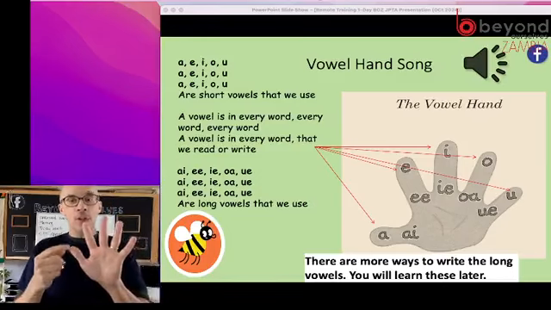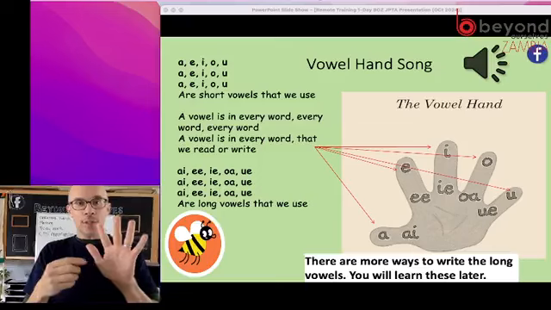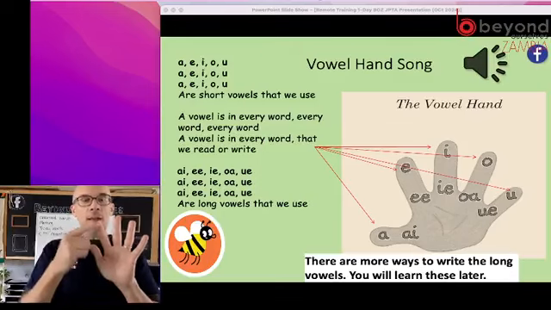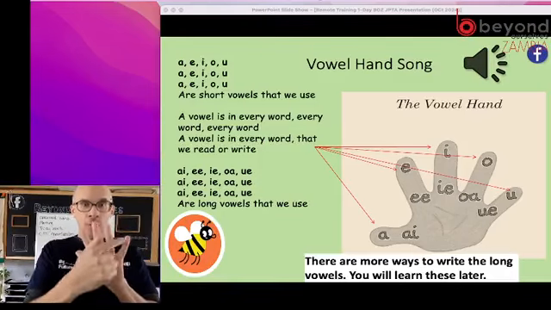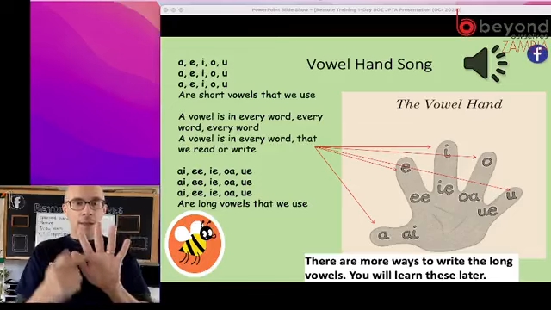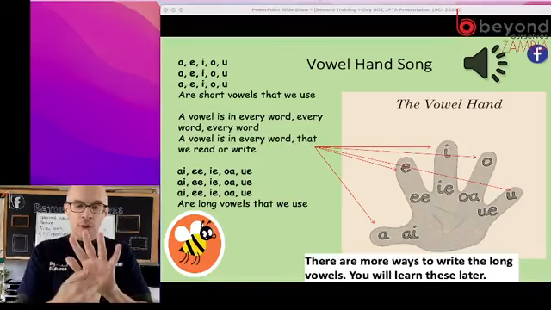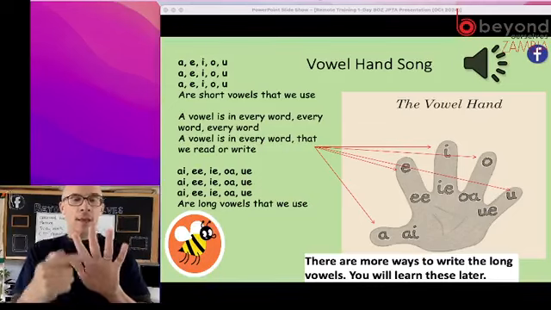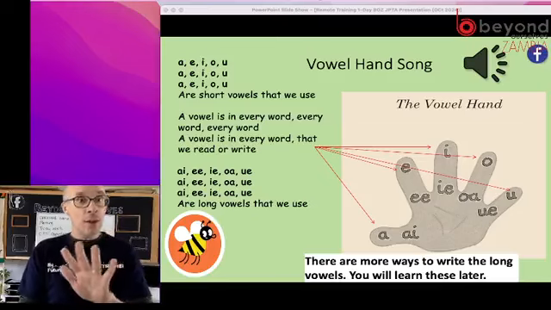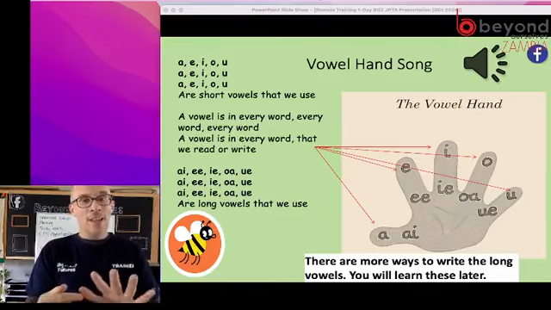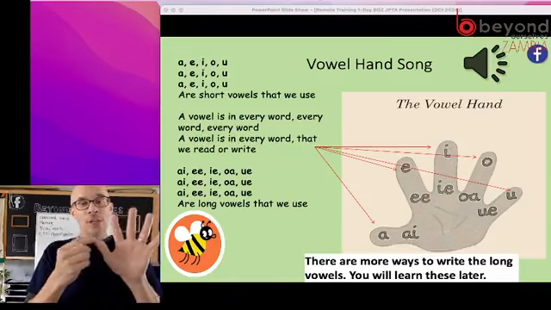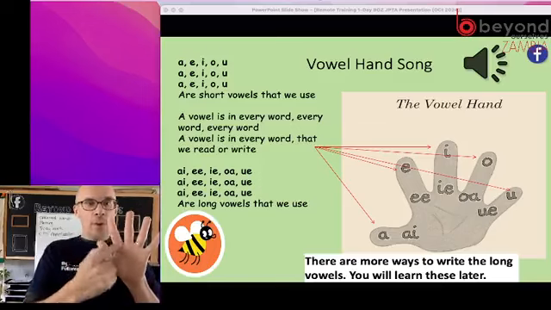And then we also want to practice the long vowel sounds. So we've got A, E, I, O, U, A, E, I, O, U, A, E, I, O, U are long vowels that we use. The long vowel sounds are longer sounds, so that's why we're going down the finger.